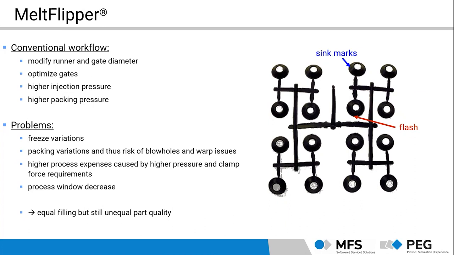They have, of course, higher process expenses when they work with higher pressure and higher clamp force requirements, and they decrease their process window. So maybe changing diameters in runners and gates can lead to an equal filling of all the cavities, but often you still have unequal part quality.